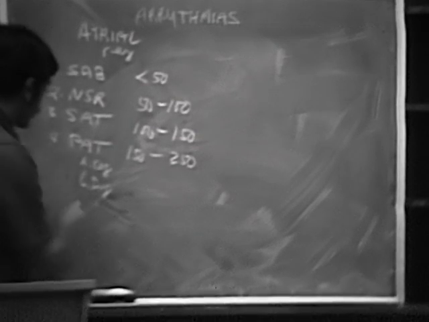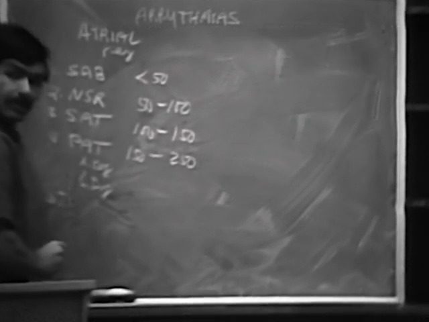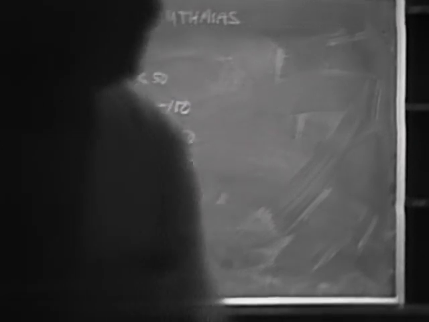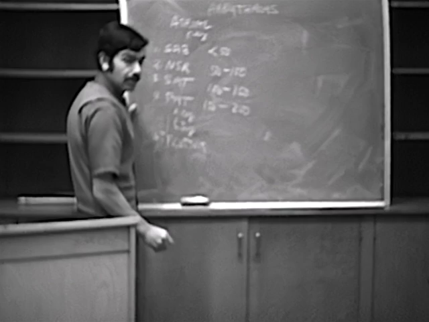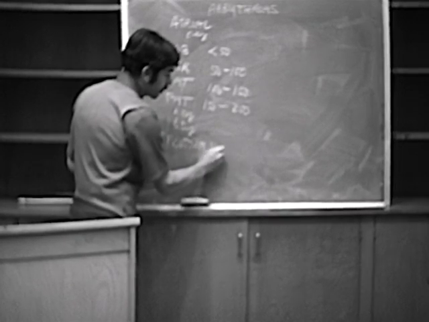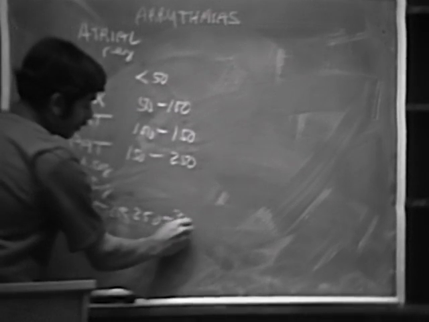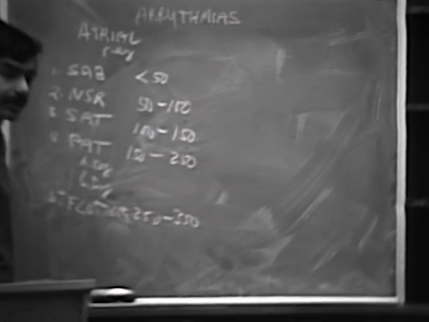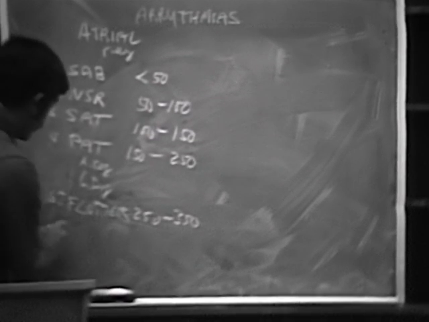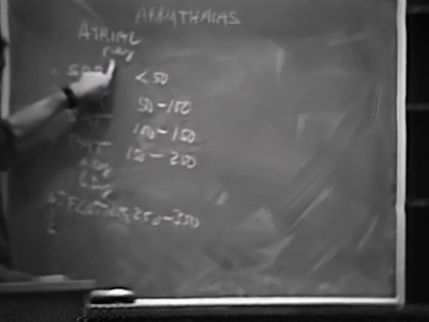Then as we go faster, we have what? Flutter. And the rate of flutter? 250 to what? To 350. Up to 350. Okay, and then finally, atrial fibrillation. But this is regular, right?